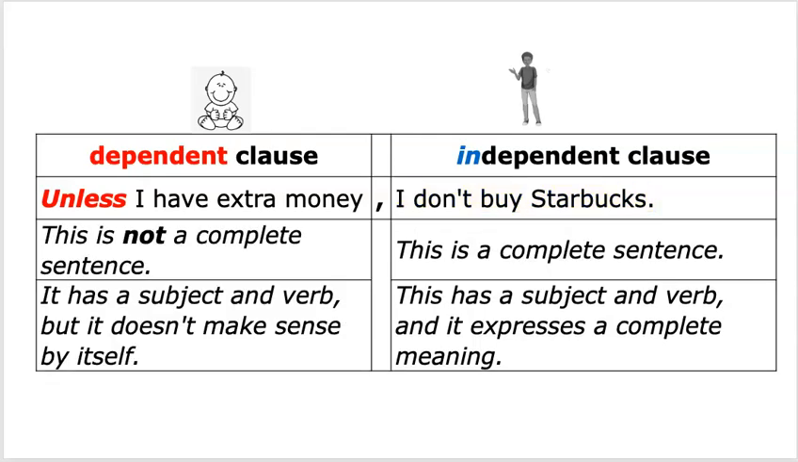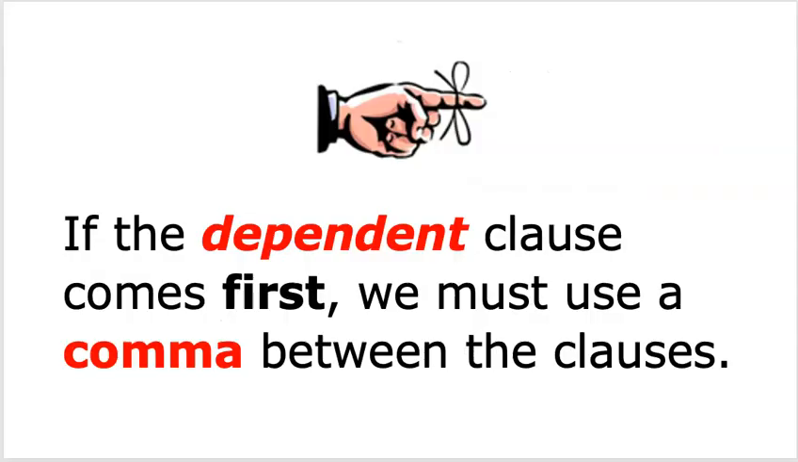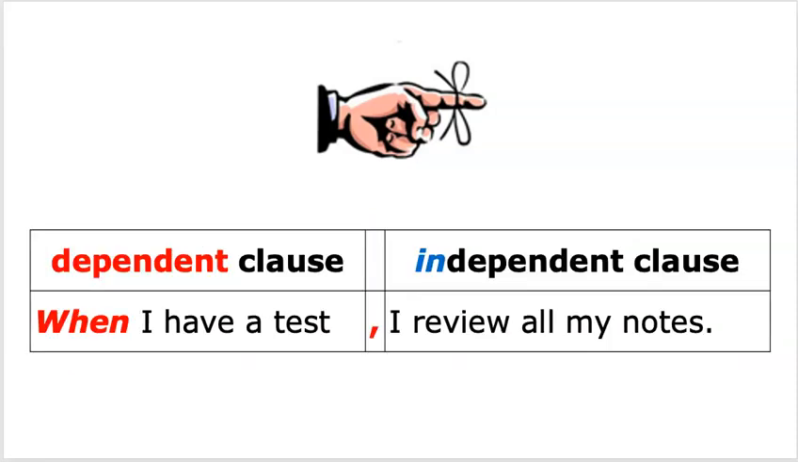And here are the two side by side so you could compare them. This rule is very important. If the dependent clause comes first, we must use a comma between the clauses. For example, when I have a test, comma, I review all my notes.